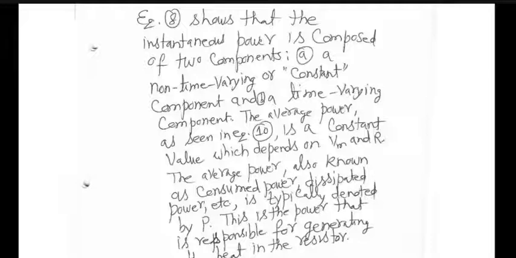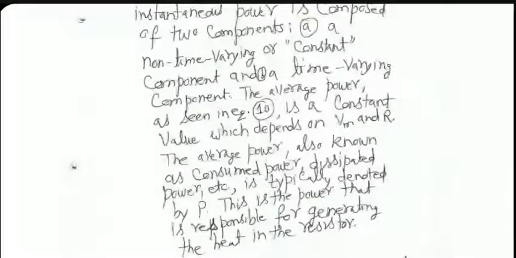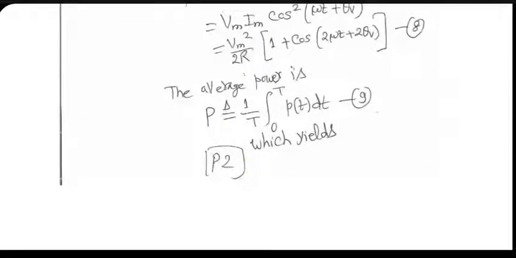The average power, which is also known as consumed power, is the one that generates light, heat, etc. The average power is also known as dissipated power because of that. It is typically denoted by capital P, not small p. This is the power that is responsible for generating the heat in the resistor. That is what you ultimately see doing most of the work in the society. The time dependent component is there. It is actually undesirable to have it, but it is there. We have to be careful about it. Okay.